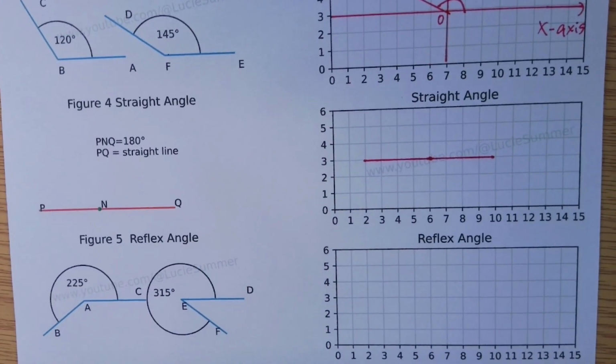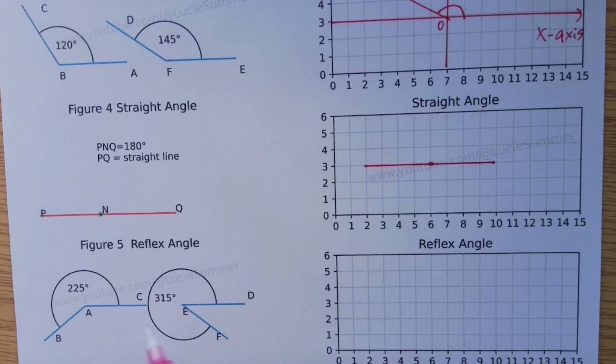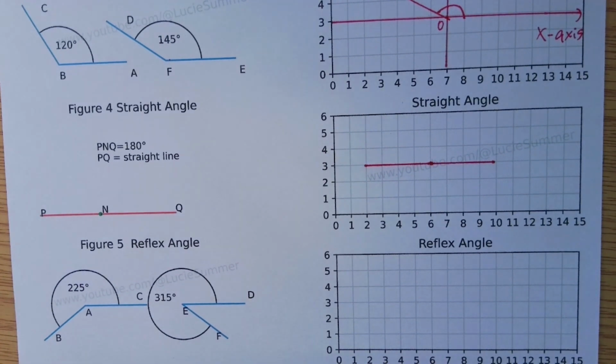So reflex angles are angles that are larger than 180 degrees, but smaller than 360 degrees. For example, these two are reflex angles. Now I'm gonna draw one for you guys to see. I'm pretty sure you remember the special way of drawing the angles, so I'm not gonna repeat that, and I'm gonna draw it in my way.